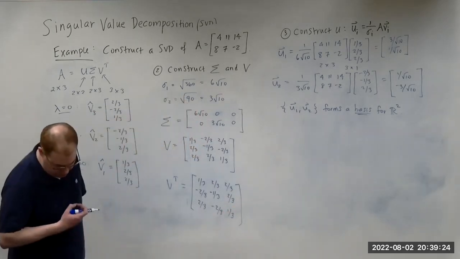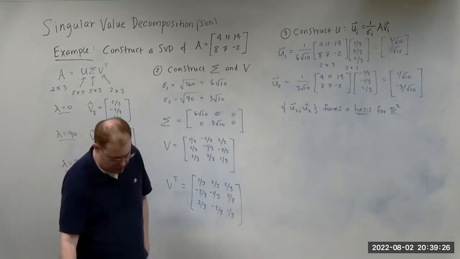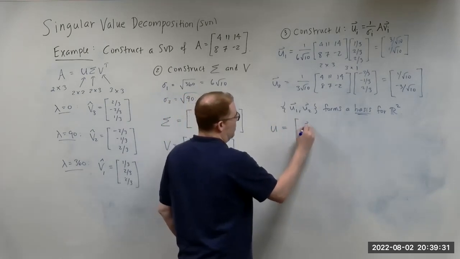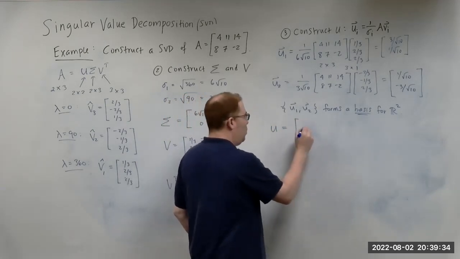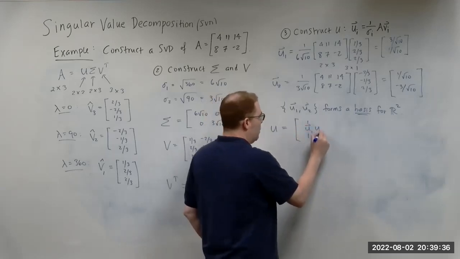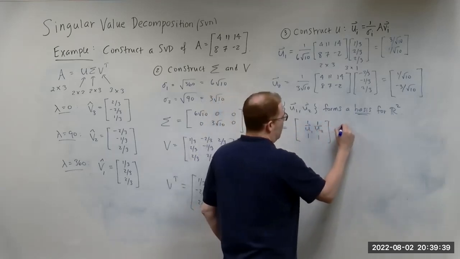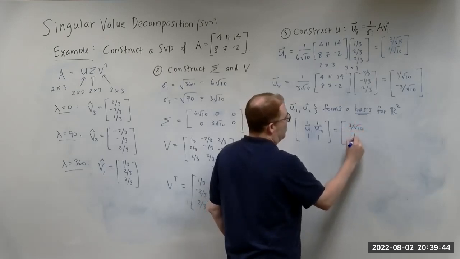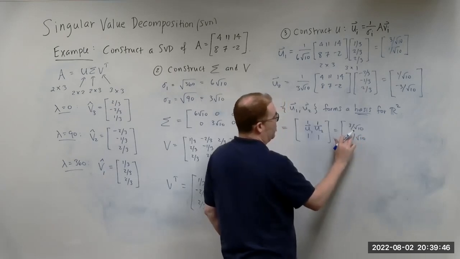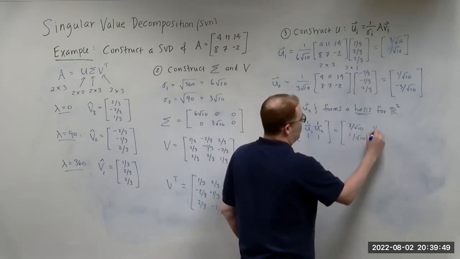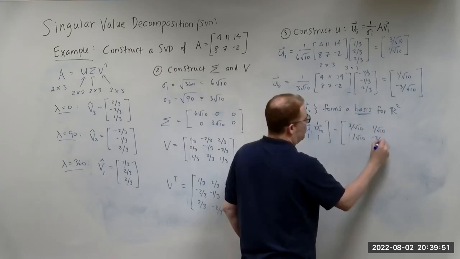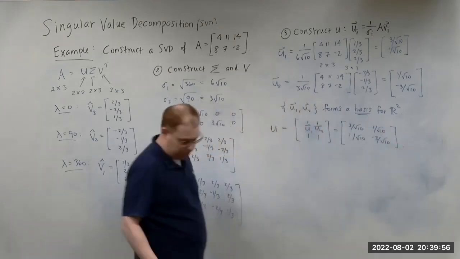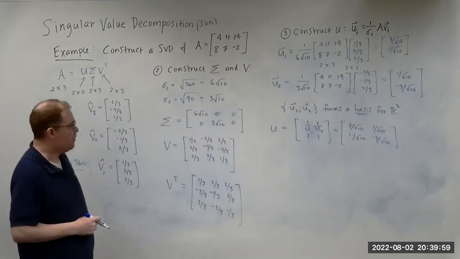We have U, we have V, and we have sigma. So let's go ahead and put together U. There's U1, and then U2. All right, so we have it now.